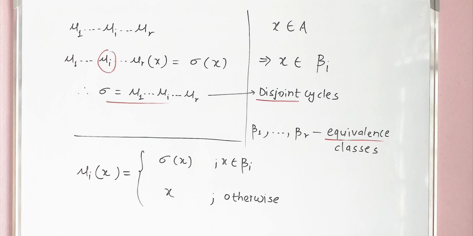Let that orbit be beta_i, then this x is moved by only one of these cycles, mu_i, and from the definition of mu_i we have mu_i times x equals sigma x if x belongs to beta_i, and for the rest of the cycles it does not affect. Therefore the product times x equals sigma x, and we have sigma equals the product of these disjoint cycles, and we have proved the theorem.